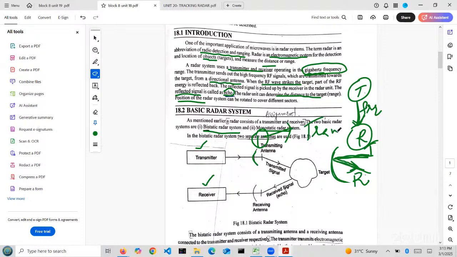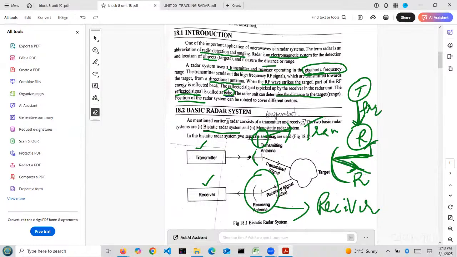Transmitter. Next, a second antenna is also used here. What is this second antenna used for? For receiving of signal. So two antennas are used: one is for transmitting purpose, another one is for receiving purpose.